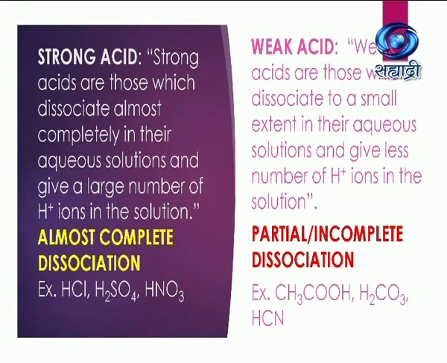Similarly, partial or incomplete dissociation is observed in the case of weak acids, because the reaction is reversible and not complete. So molecular concentration is high, thereby H plus ion concentration is small. Such acids are weak acids. Weak acids are those which dissociate to a small extent in their aqueous solutions and give fewer H plus ions in the solution. Examples are acetic acid, carbonic acid, hydrocyanic acid, etc.